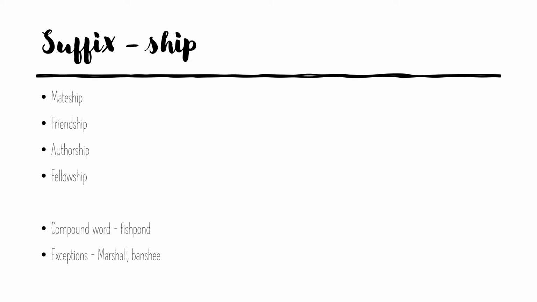So obviously then I said the suffix there: mateship, friendship, anything with that suffix ship can have the sh, because it's that little group suffix, that's fine. A few compound words like fish pond, obviously it's fine, and the exceptions there are marshal, which is a name, and banshee, which I'm guessing is not an English word.